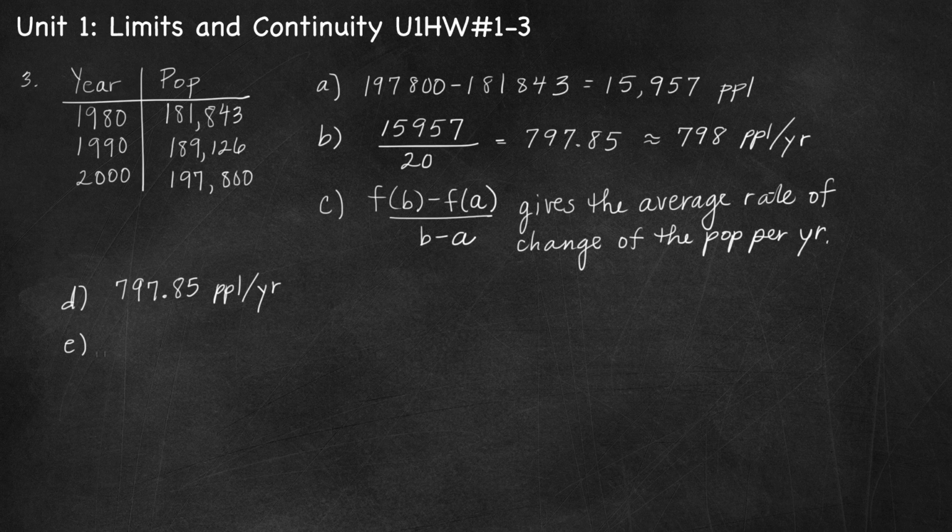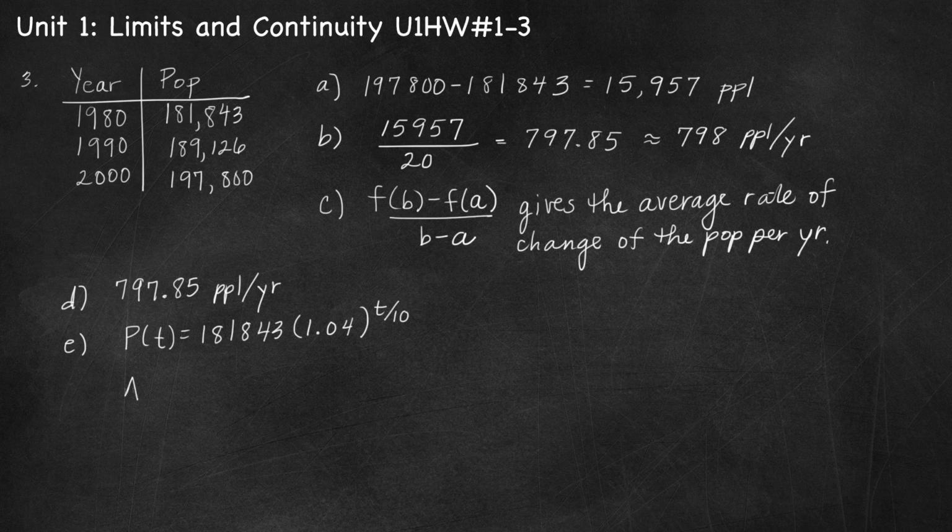Part E, if we assume the population of Grand Rapids is growing at a rate approximately 4% per decade, we can model the population function with the following formula. P of t equals 181,843 times 1.04 to the power t over 10. Use this formula to find the average rate of change of the population on the intervals 5 to 10, 5 to 9, 5 to 8, 5 to 7, and 5 to 6.